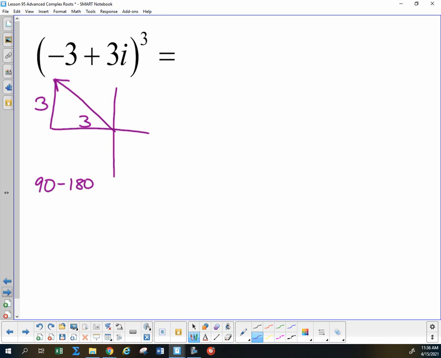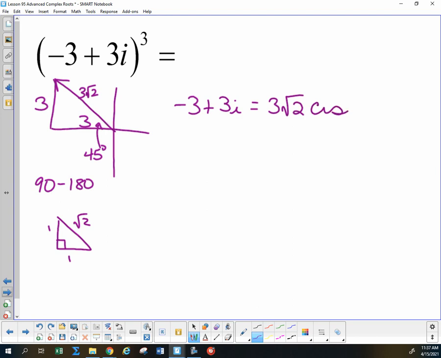But I don't have to on this one because I noticed, oh, I've got 2 3's. So this one is an isosceles triangle, which simply means that this angle and the other one have to both be 45 degrees. I've got a 45, 45, 90 triangle. And I could do 9 plus 9 is 18, so the hypotenuse is the square root of 18, which is 3 root 2. Or I could remember my reference triangle, and instead of 1's, I have 3's. That means instead of root 2, I have 3 root 2. So I'm looking at -3 plus 3i is 3 root 2 cis of something.